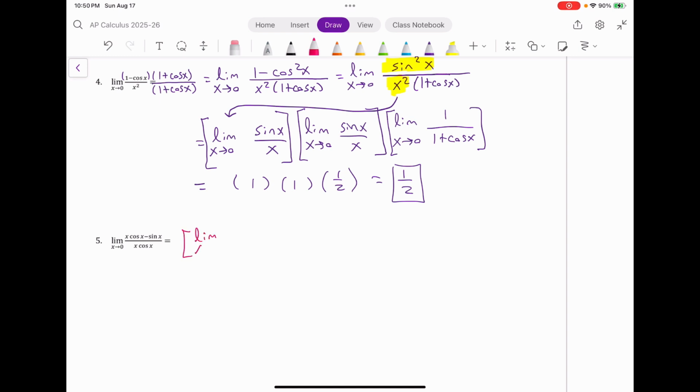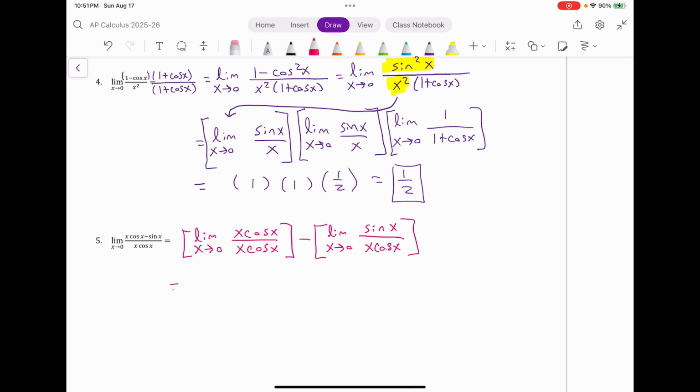Okay, so what do we have here? We got the limit as x approaches 0 for x cosine x over x cosine x minus the limit as x approaches 0 for sine x over x cosine x.